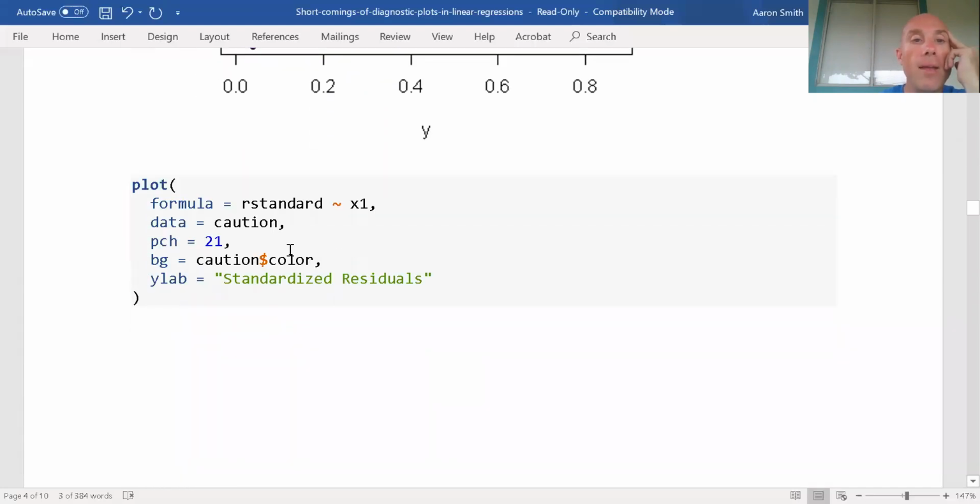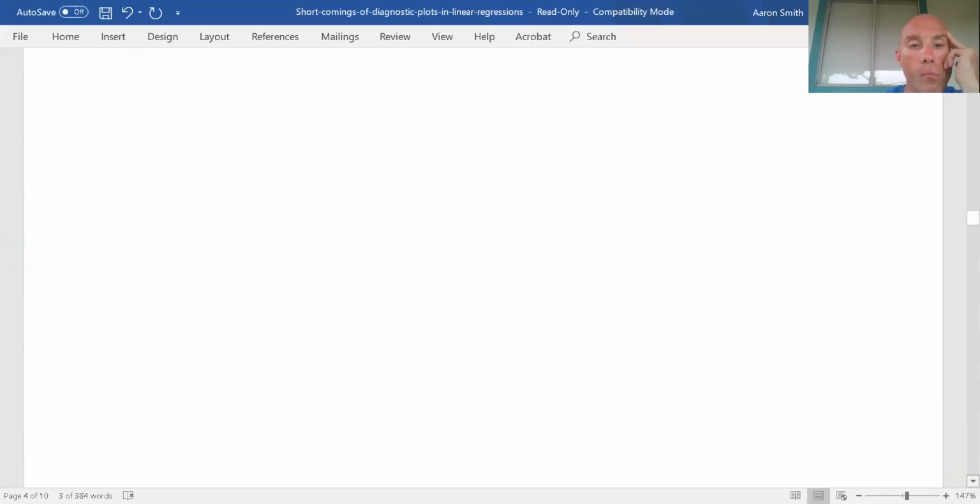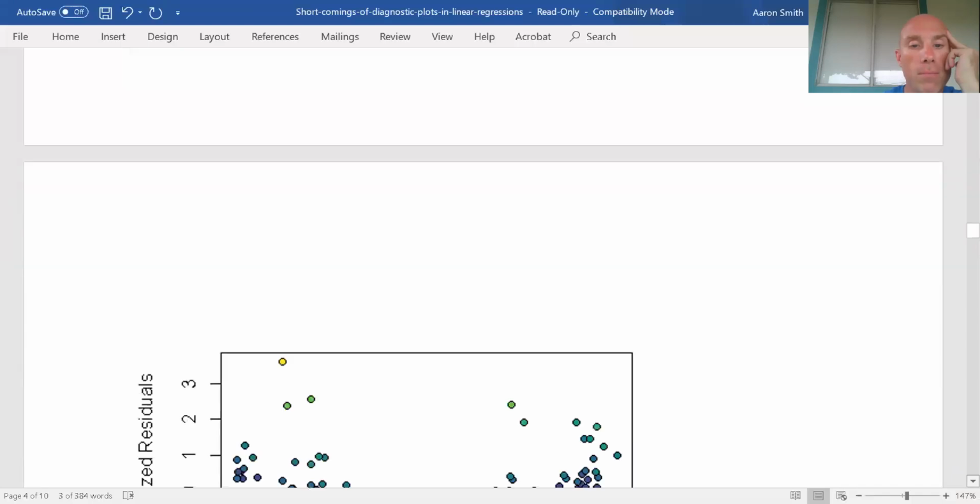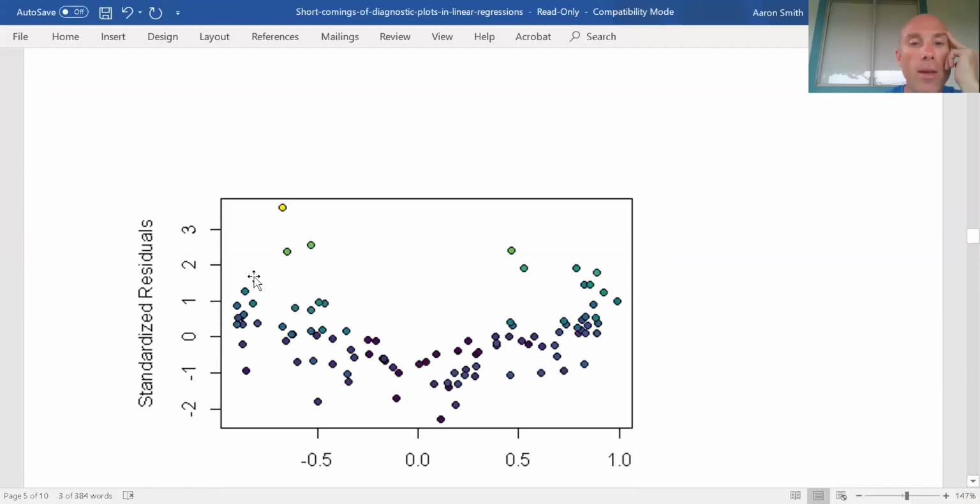All right, now let's look at the standardized residuals by the first predictor variable. Here, to me, that looks more like an x squared, like a very shallow quadratic. So in real life, if I saw this, I would start looking at including an x1 squared term.